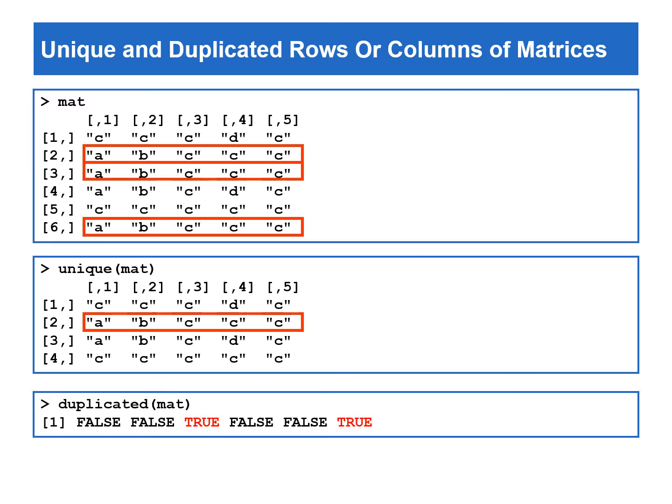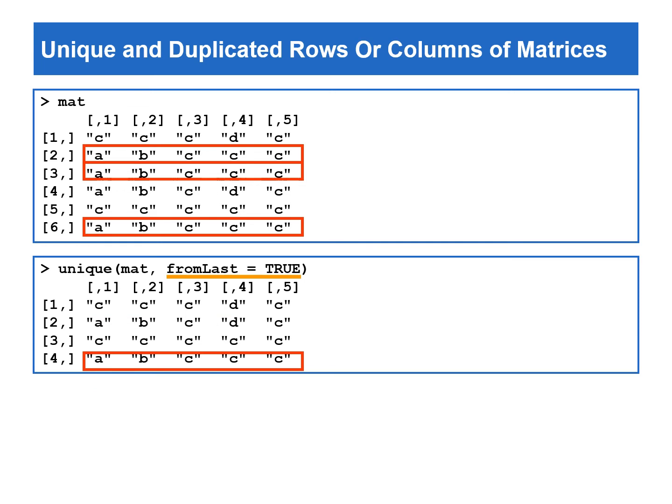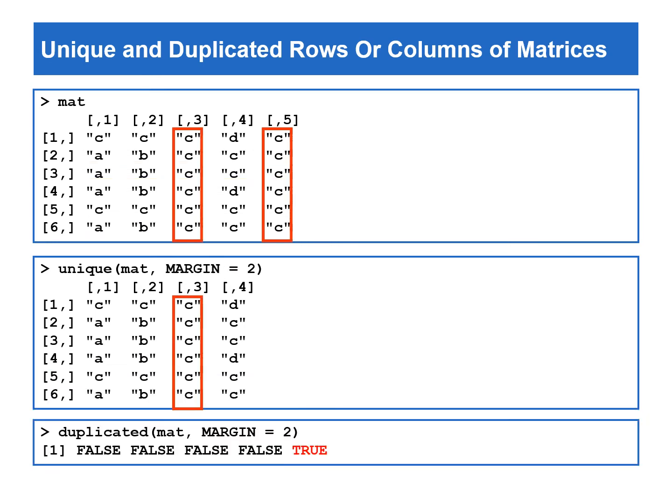In the map matrix, the duplicated rows are highlighted in the red boxes. By default, the unique function removes duplicated rows. The duplicated function indicates which rows are duplicated. We can also specify the fromLast argument to TRUE in the unique function when we work with a matrix. If we want to remove duplicated columns, we need to specify the MARGIN argument as 2 in the unique function. This MARGIN argument is also available for the duplicated function.